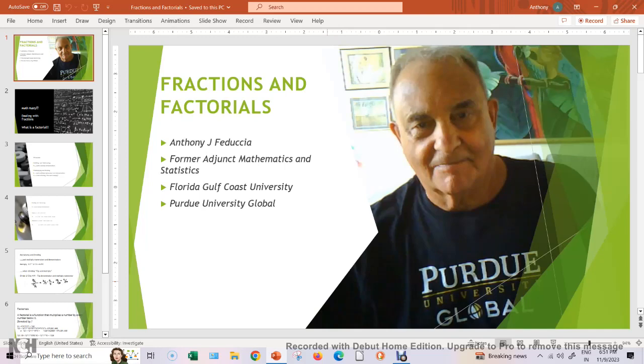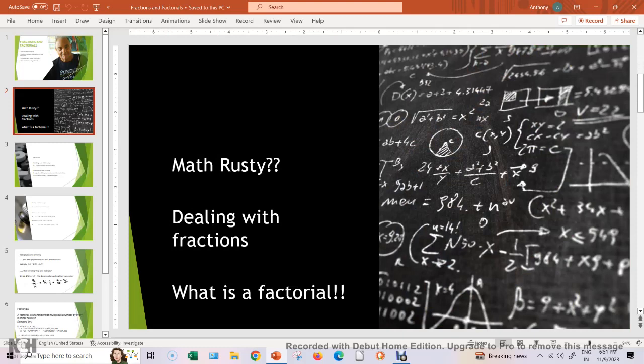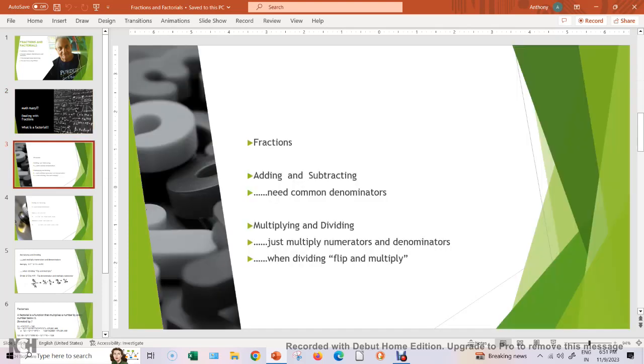Also, I thought I'd bring in the mathematical function called factorials. You may run into this in your basic stat study, or if you've never heard of it, it's just interesting to know what a factorial is. Maybe your math is a little rusty. It may have been a while since you dealt with fractions, and so that's why we're here tonight.